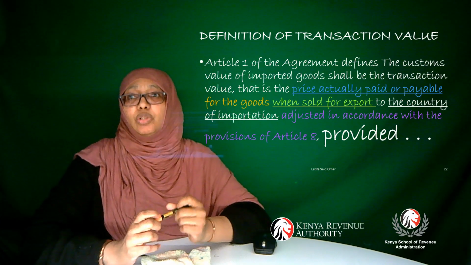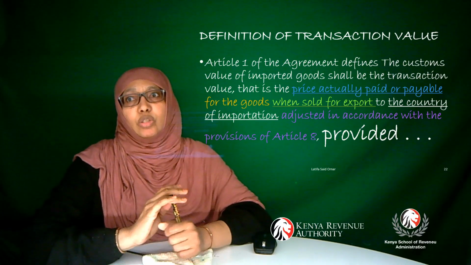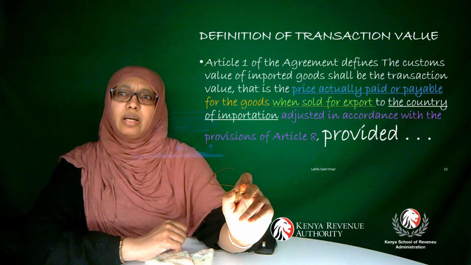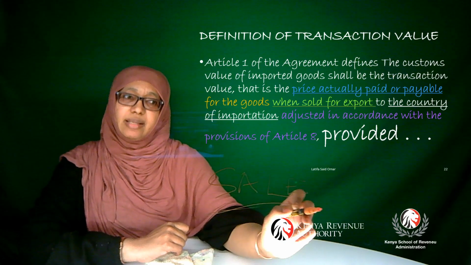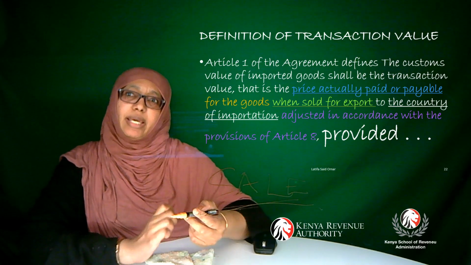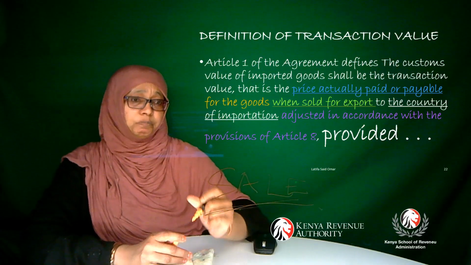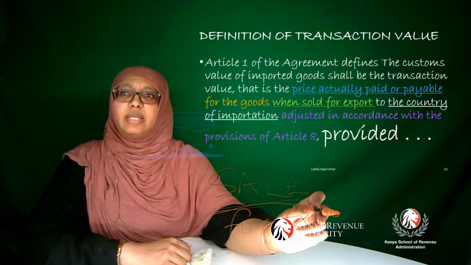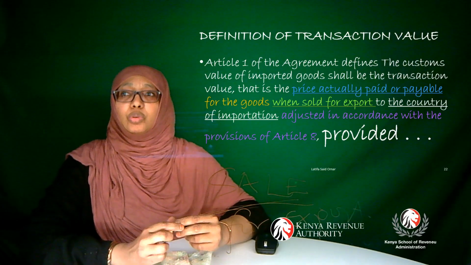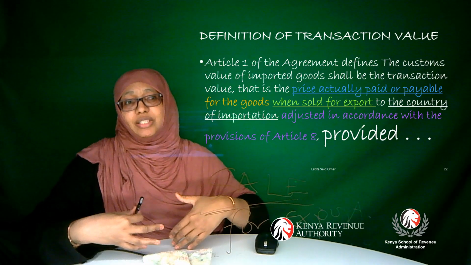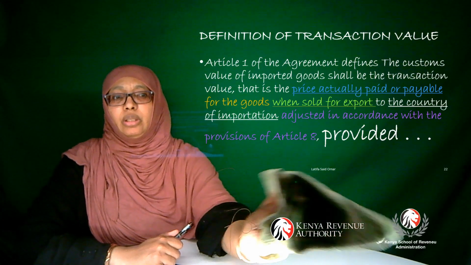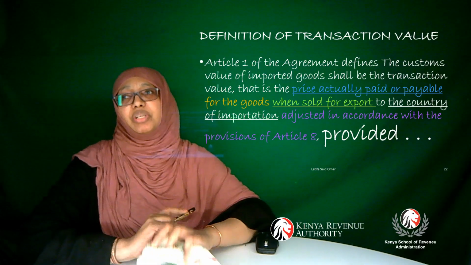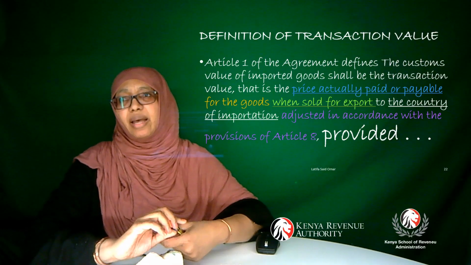And then we need, when sold for export. Sold for export means we have two terms we look at. There must be a sell, for us to be able to use the transaction value method. And then we have to have sold for export, so it means those goods move from one country or territory to another country. So if there's no sell, then you cannot use the transaction value method. We'll have to look at the other methods.